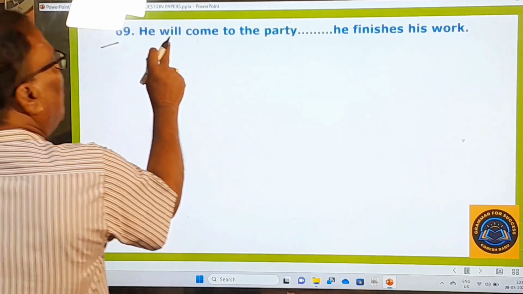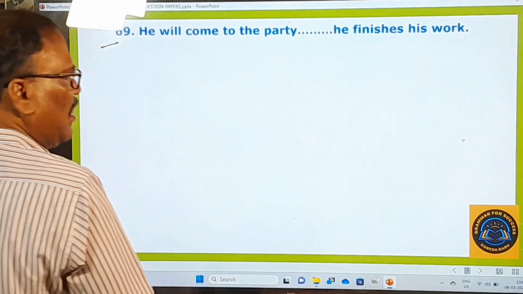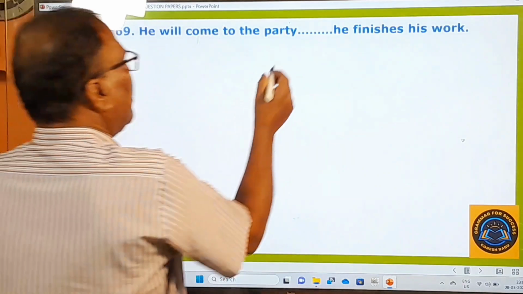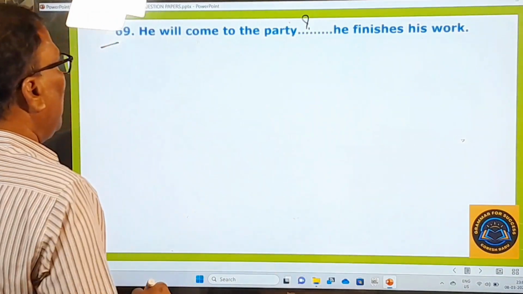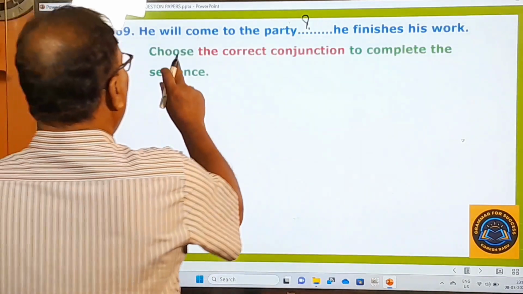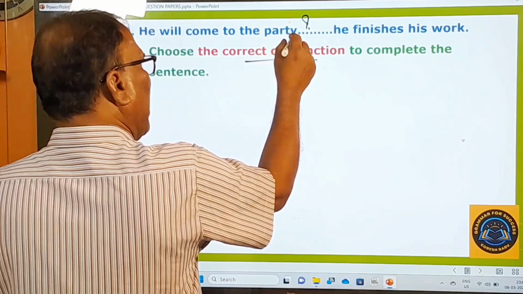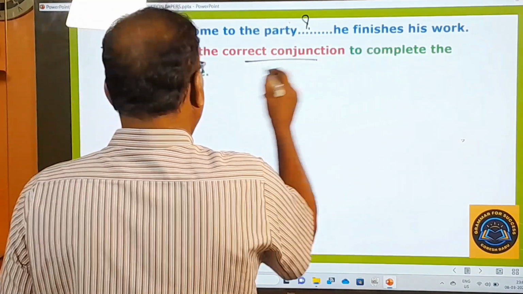69th question. He will come to the party dash he finishes his work. So this is the sentence, and in this sentence there is a blank given, and what is the examiner asking you to do? Come on, let us look at that. Choose the correct conjunction. So he is asking you to fill in the blank with a suitable conjunction to complete the sentence.